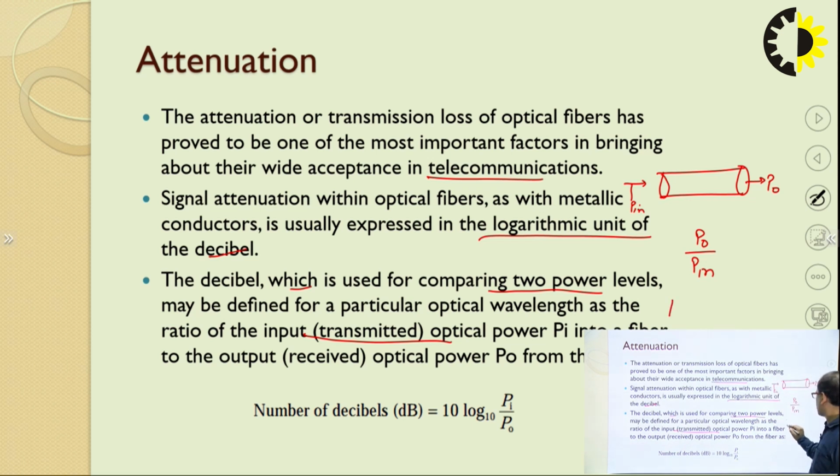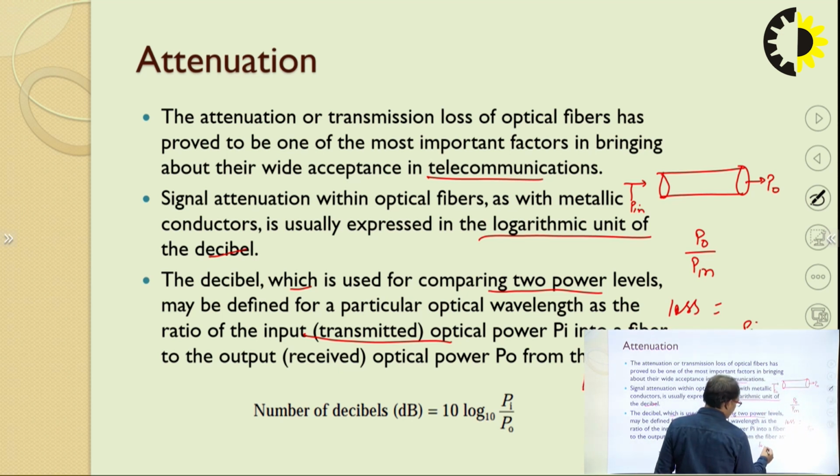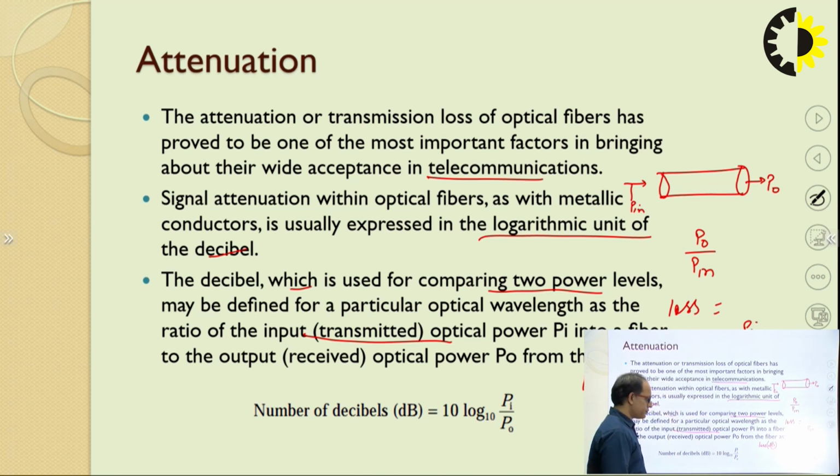So the loss is generally defined as P in divided by P out. If I want to calculate the attenuation in terms of decibel, then I just have to take 10 log of P in divided by P out. Clear?